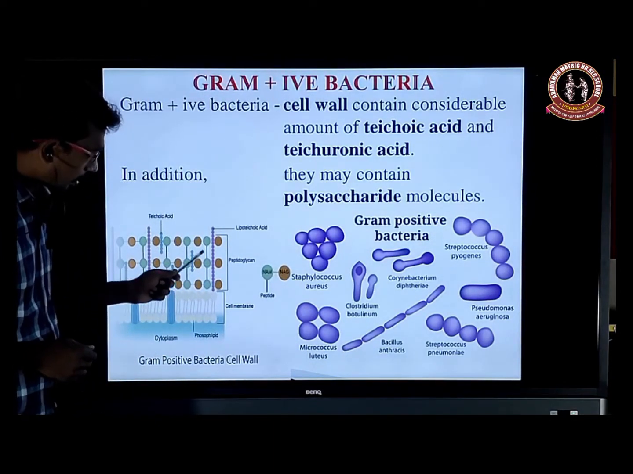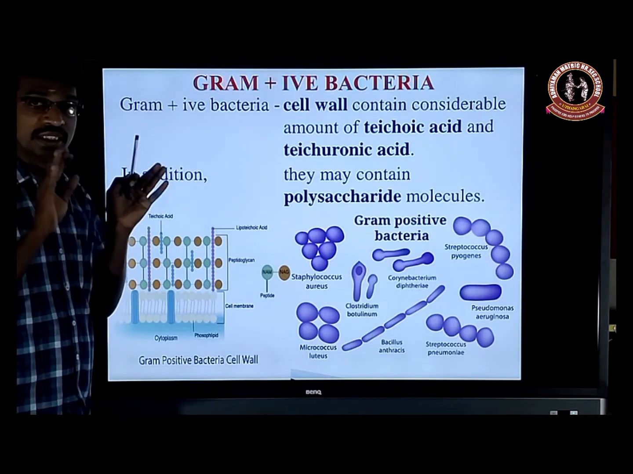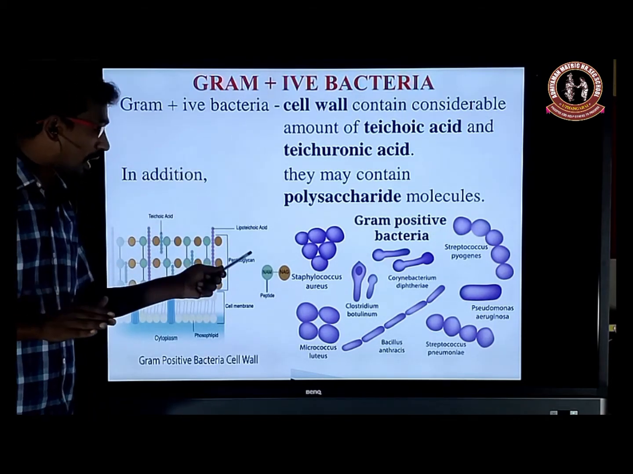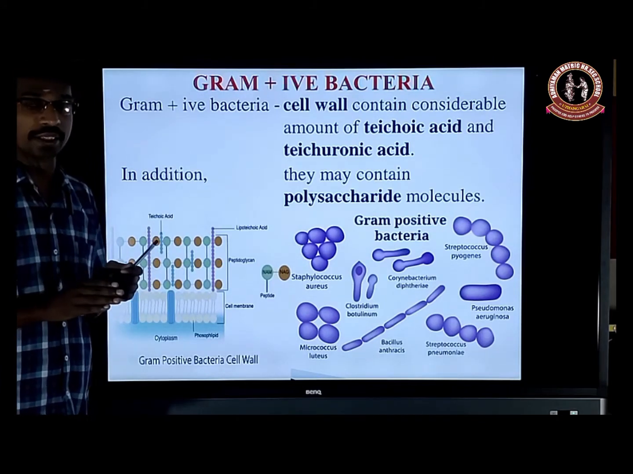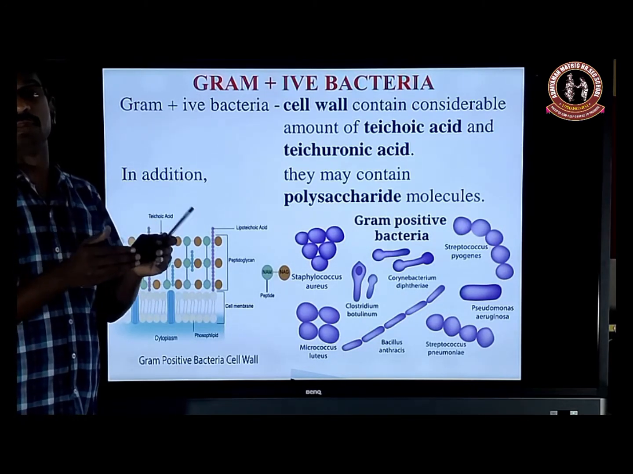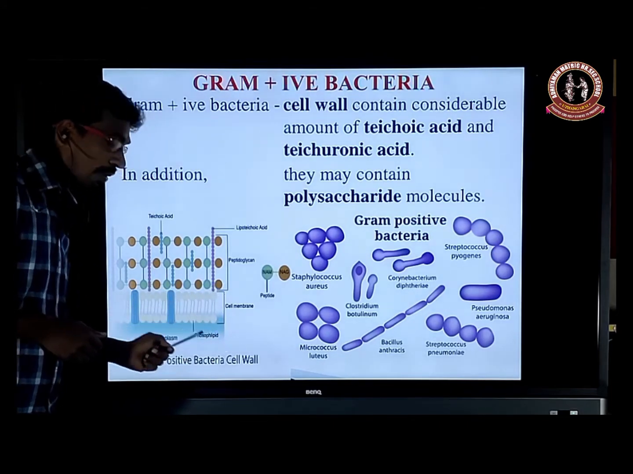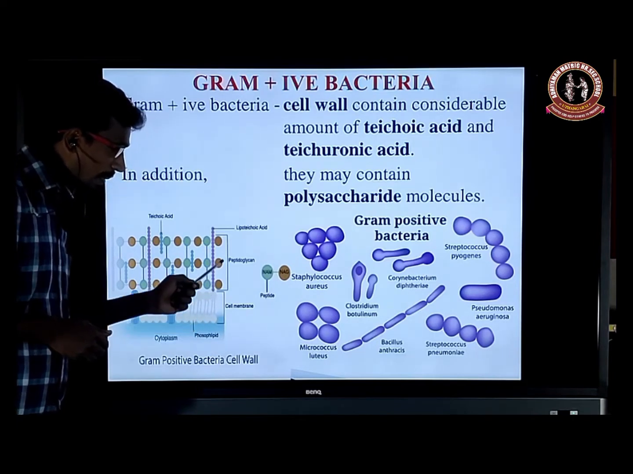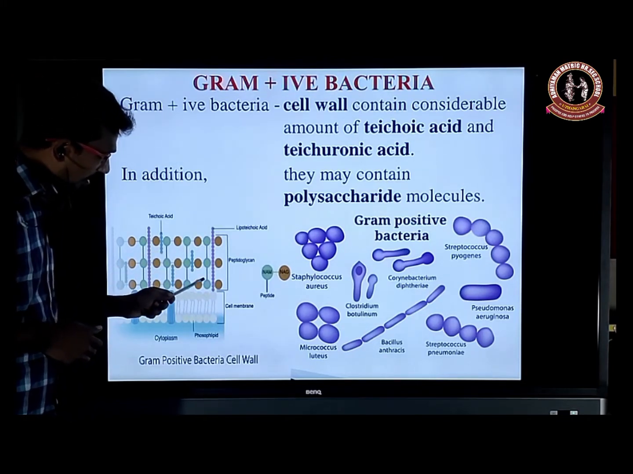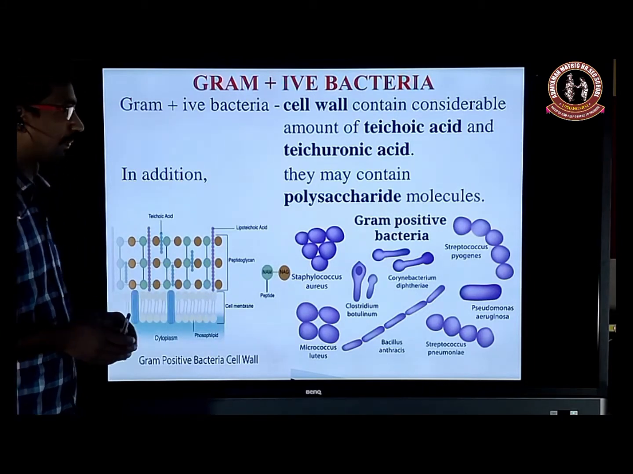Here the cell wall is very thick. Only the peptidoglycan is present outer to the cell membrane. Any other layer is not present outer to the cell wall in gram positive, but in gram negative, a separate layer of different molecule is present outer to the cell wall. Here the cell membrane is the cell boundary, and outer to the cell membrane, only the cell wall is present. It's made up of only peptidoglycan, with no different layer. That's why it retains the violet color during the gram staining.